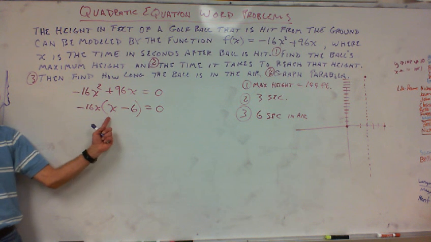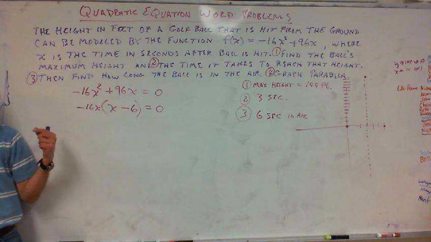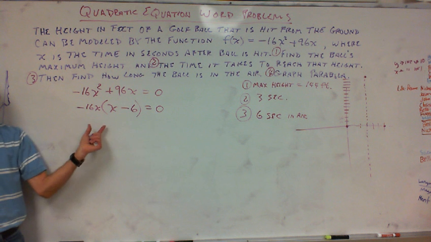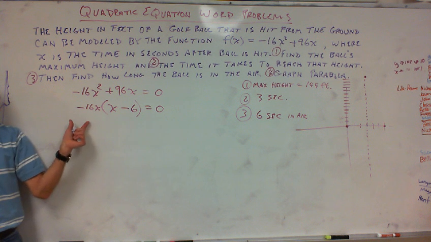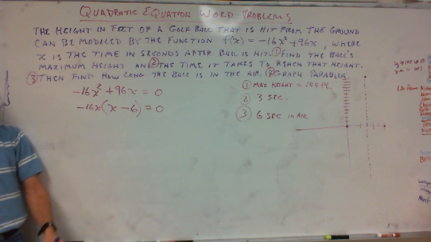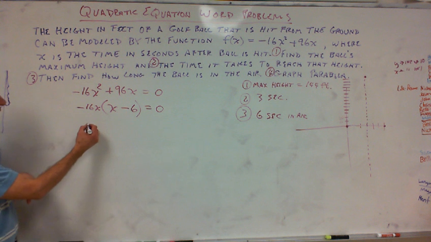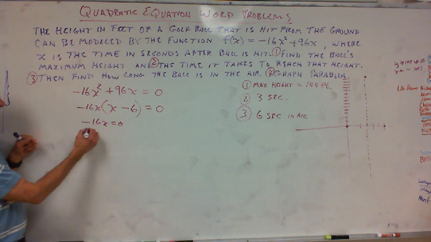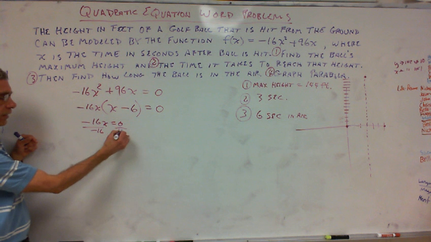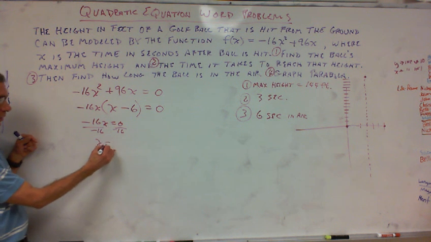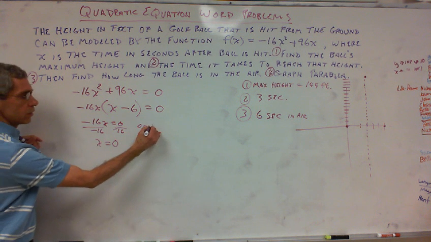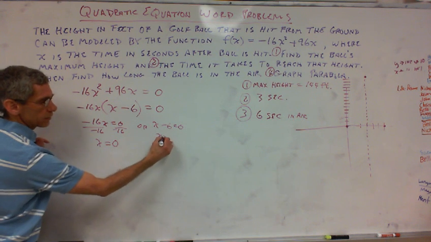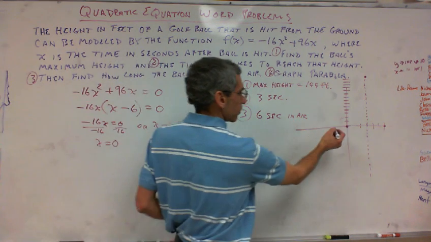Remember, if a times b equals 0, when you're finding your zeros, I've got factors. If the first factor times the second factor equals 0, then either the first factor equals 0 or the second factor equals 0, or they both equal 0. So I'm going to say negative 16x equals 0. And if I divide by negative 16, x is equal to 0. Or x minus 6 equals 0, which means add 6 to both sides, x is equal to 6. So there we go. We found our zeros.